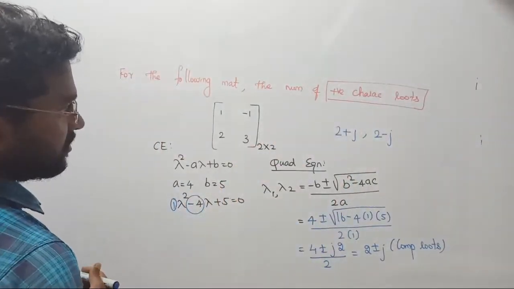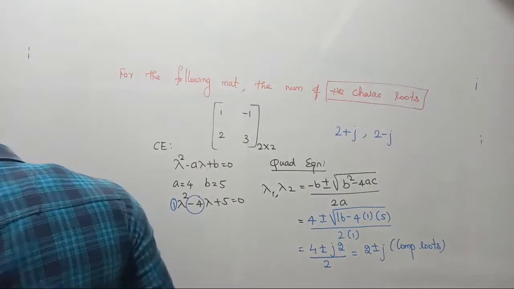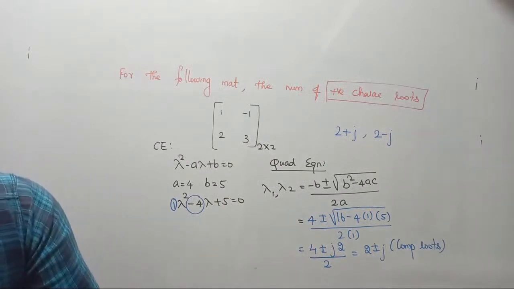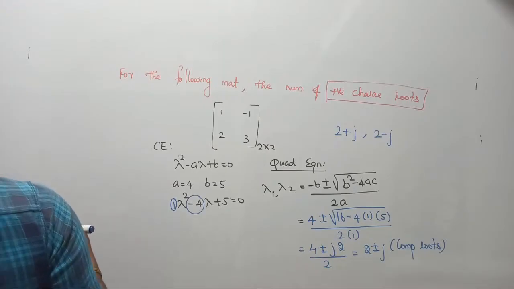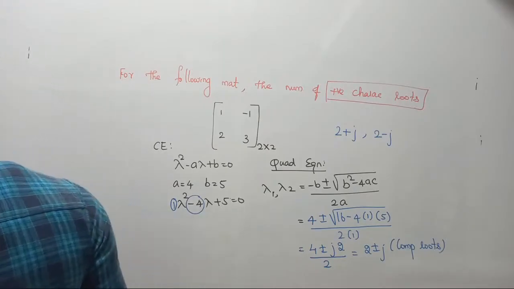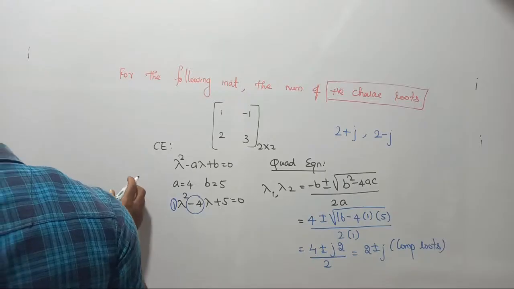So the correct answer is the option... Wait a minute, I don't know where the question is. Yeah, it is here. Option A 1, option B 2, option C 4, option D cannot be found.